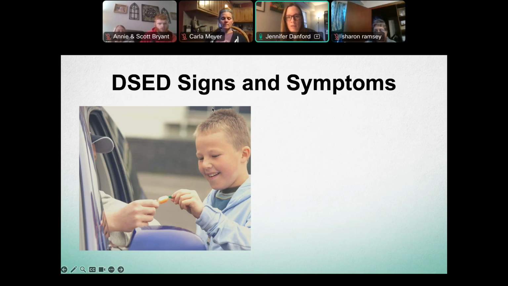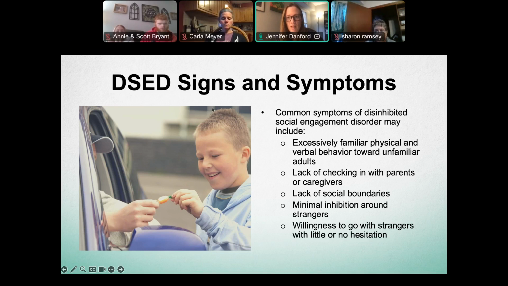Some of the signs and symptoms: excessively familiar physical and verbal behavior towards unfamiliar adults. You know, like your kid, you've talked to them 100 times, but they still want to go show toys to strangers at Walmart or at the park or whatever. They don't check in with their parents or caregivers. They have poor social boundaries. Again, that inhibition around strangers is minimal. They'll go with strangers with little or no hesitation.